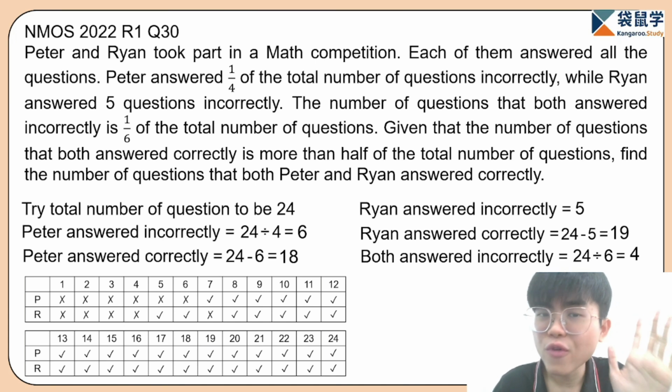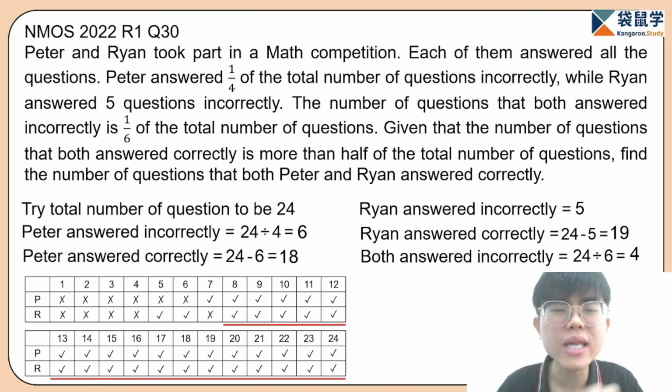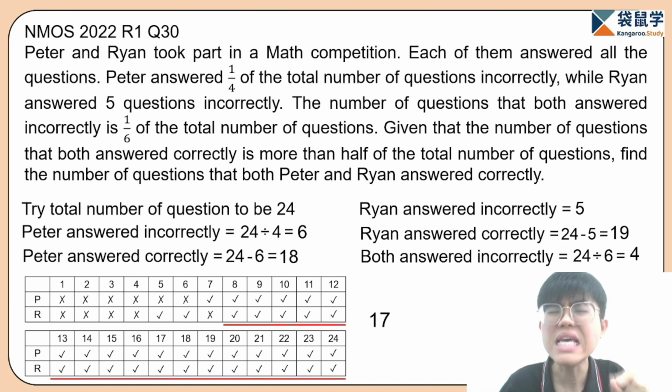So now, do we fulfill the condition? You can see that there are 12 questions at the bottom which are both correct, and there are 5 questions at the top, with a total of 17 questions that both of them answered correctly. So this satisfies the condition such that more than half of the questions are answered correctly by both of them, right? And this 17 is also our final answer, right?